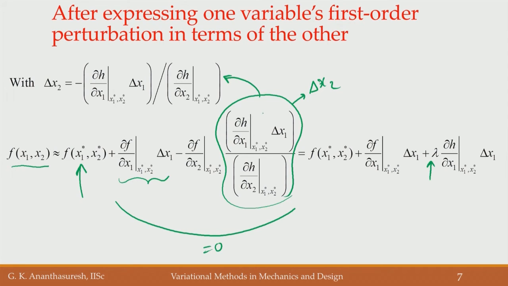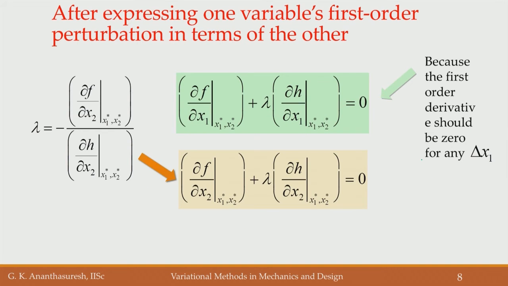See, dou h by dou x 1, this term is here as it is, but what we have is dou f by dou x 2 divided by dou h by dou x 2. So, these two we have defined as lambda along with the negative sign. That means that we have defined this lambda to be minus, so notice that negative sign, dou f by dou x 2 divided by dou h by dou x 2, both evaluated at x 1 star x 2 star.